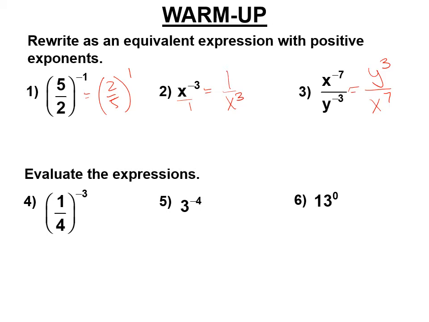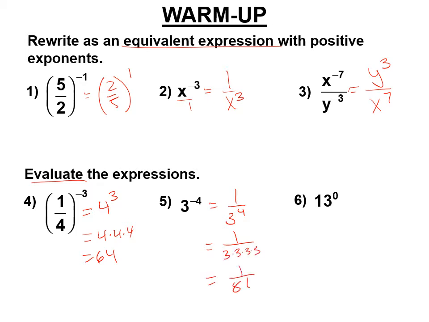It says rewrite as an equivalent expression. That means it has the same answer for any value of x or y, but it has to have positive exponents. So this is 4 over 1, which is 4 cubed, but it says evaluate now. So then you do 4 times 4 times 4, which is 64. So this is 1 over 3 to the 4th, which is 1 over 3 times 3 times 3 times 3, which is 1 over 81.